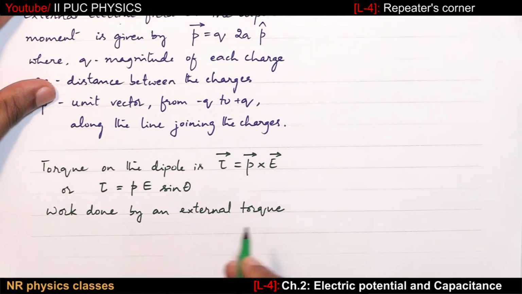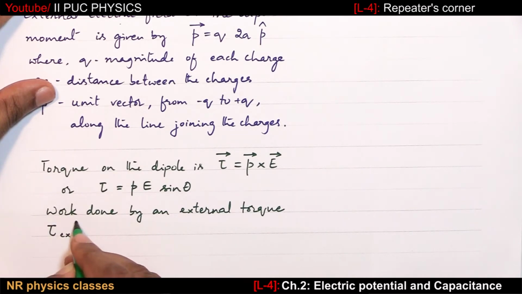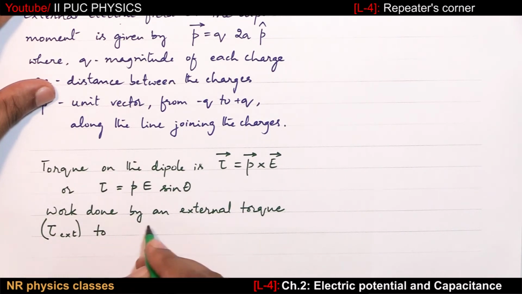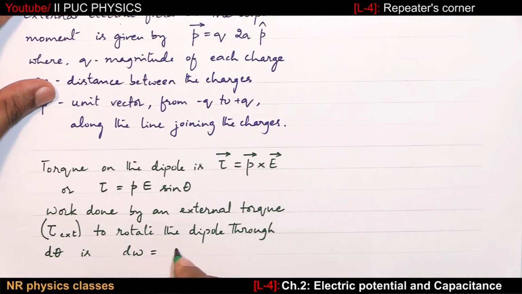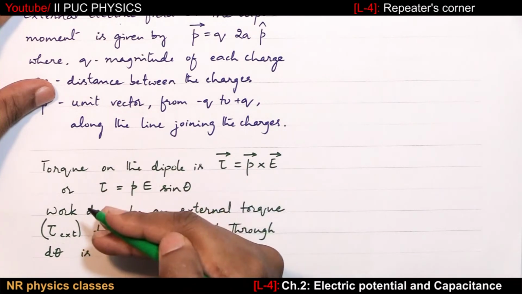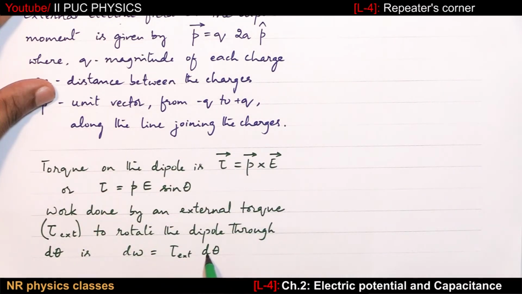Work done by the external torque, tau EXT, where EXT stands for external. Work done by the external torque to rotate the dipole through d theta: dW equal to tau external into d theta. This is similar to work done equal to force into displacement. In the case of rotational motion, it is torque into angular displacement.